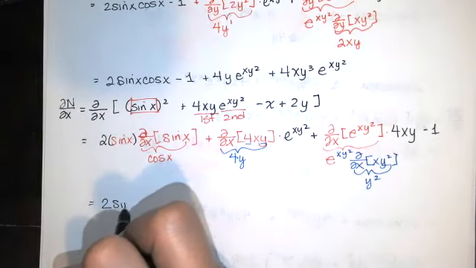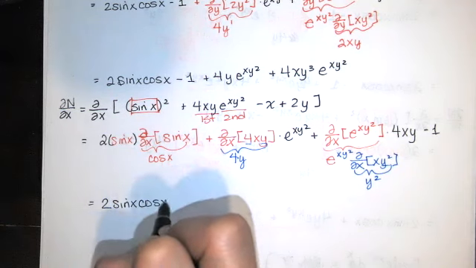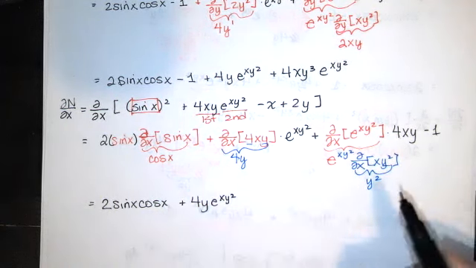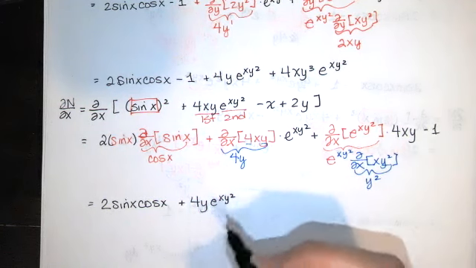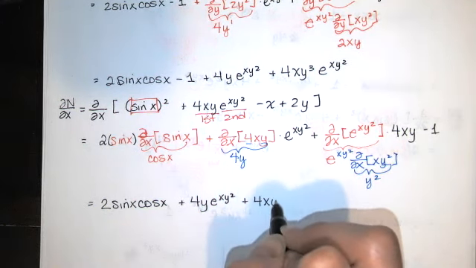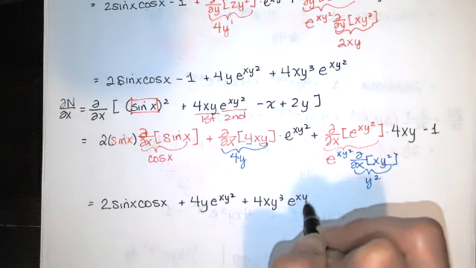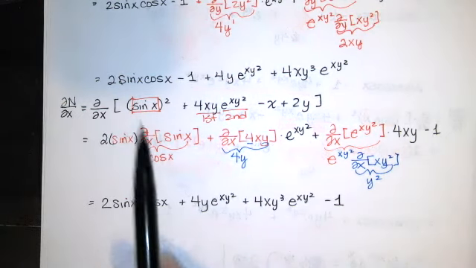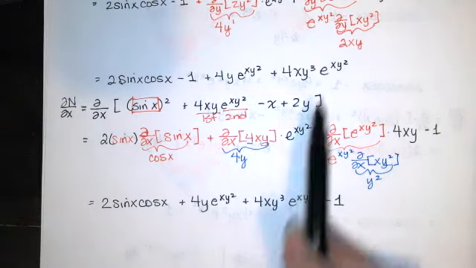2 times sine of x times cosine of x plus 4y times this exponential. And then you've got 4xy times a y squared. That's going to be 4xy cubed times the exponential minus 1. And the claim is that these are equal to each other. These terms are the same, the minus 1s are the same, and these two terms are the same.